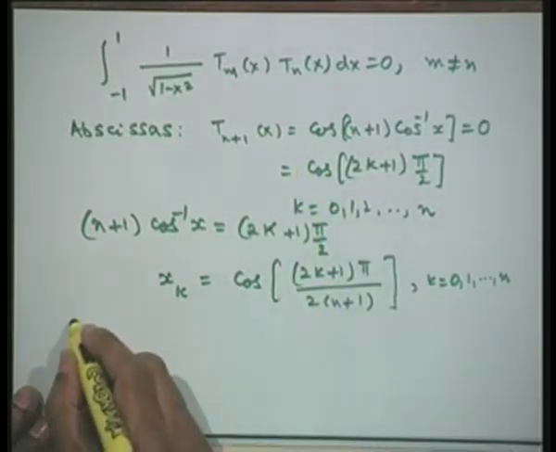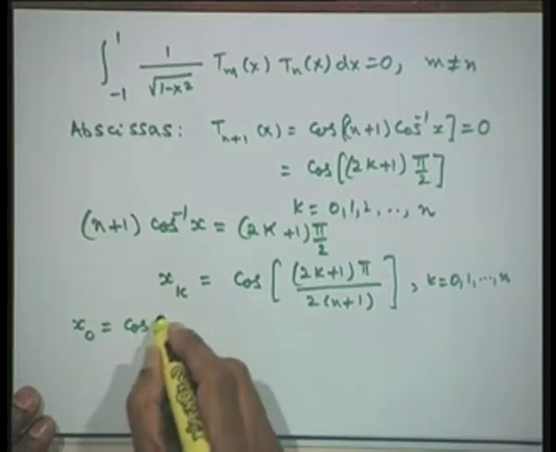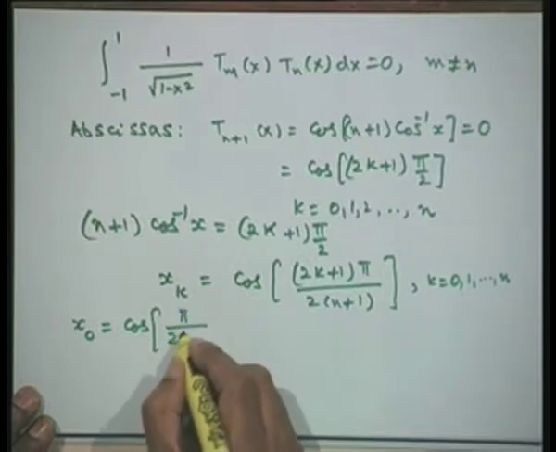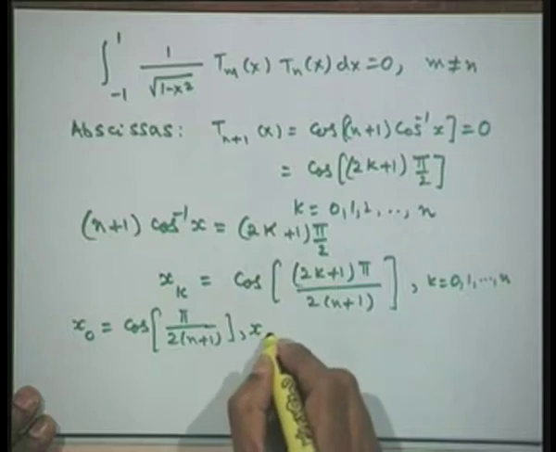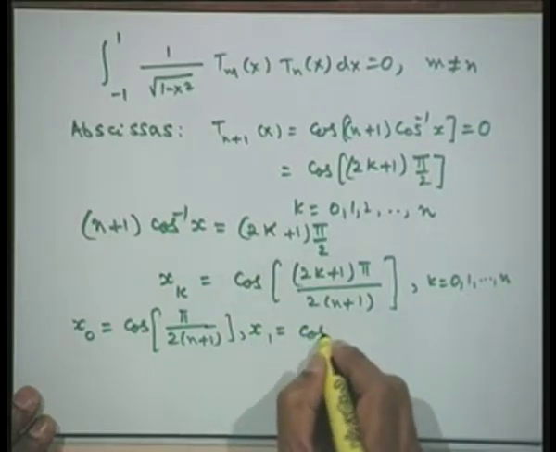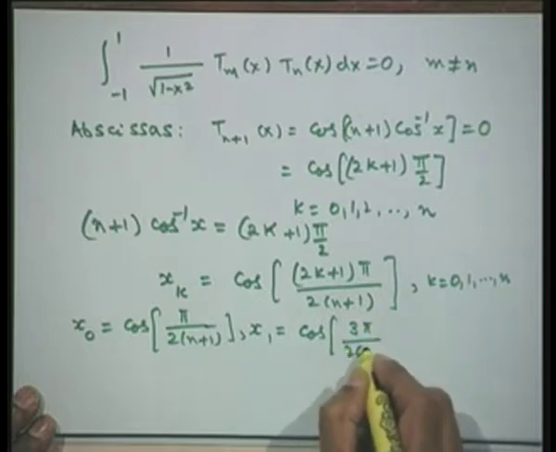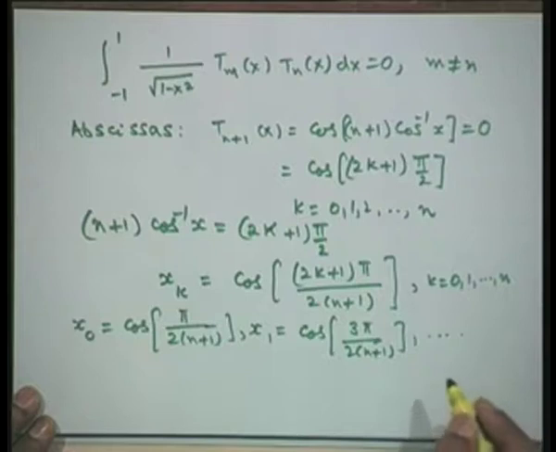Therefore, in the general case, once n is fixed, I can write down what these zeros are. I take k equal to 0. So, I will get x 0 equal to cos of pi by 2 into (n plus 1) as the first zero. I will get the next zero as x 1 equal to cos of 3 pi by 2 into (n plus 1), and so on. So, I can now get all the zeros of this Chebyshev polynomial as this one.